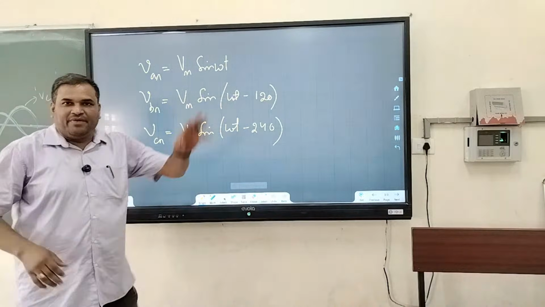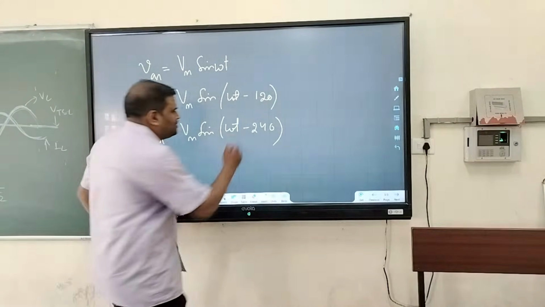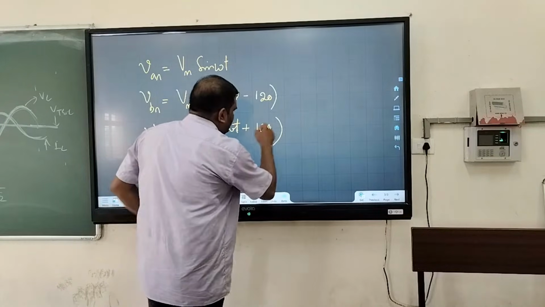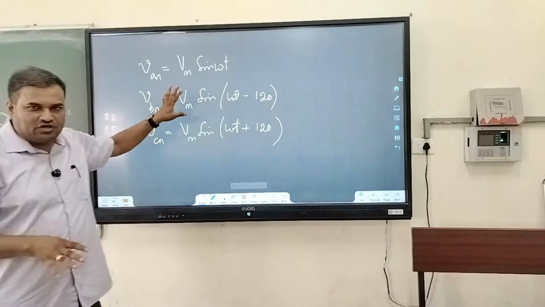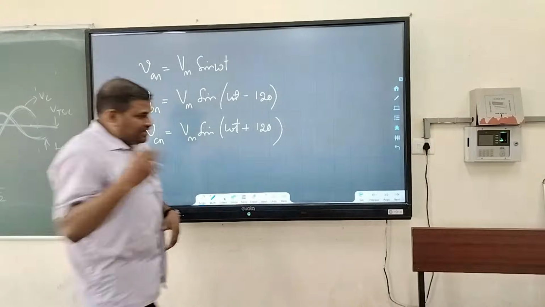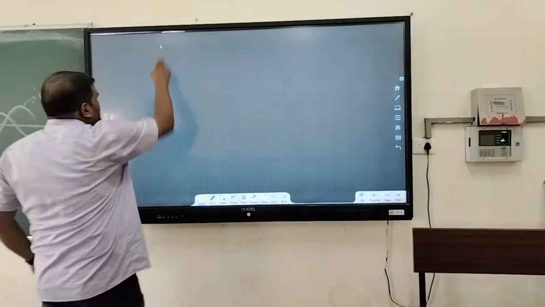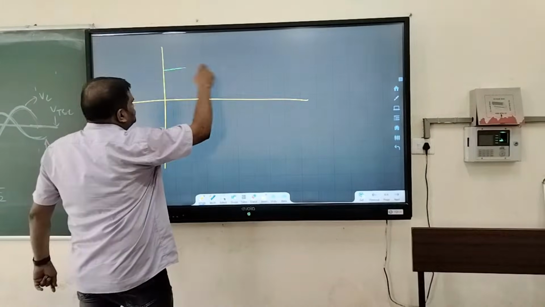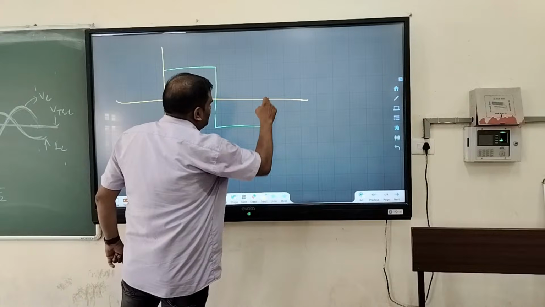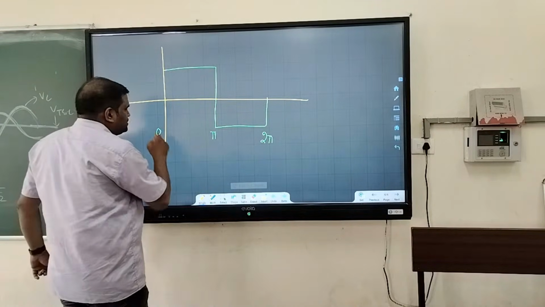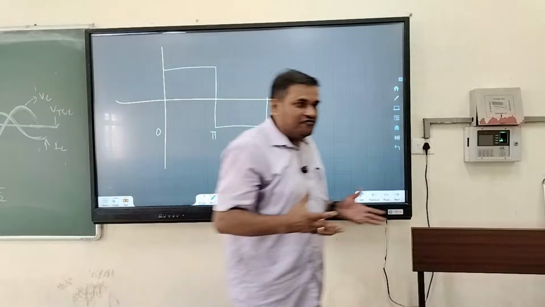We can say minus 240, or we can say plus 120. We can go for this. This is a sinusoidal waveform. Very good. But when we are giving the input through an inverter, our output voltage is coming like this. It is no longer a sinusoidal waveform. Rather, it is a square waveform. In any phase, you will get a square waveform kind of thing.